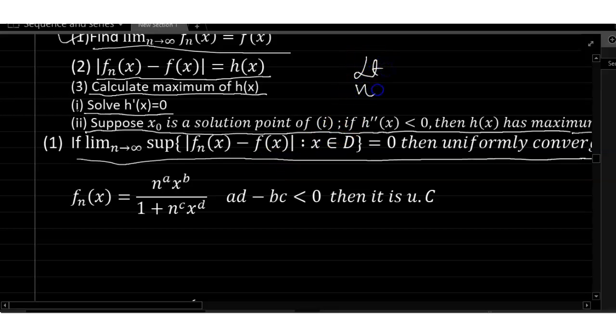Limit n tends to infinity of our supremum value, which is h(x). So I write the limit of the supremum h(x) equals 0. Then we can say the function is uniformly convergent.